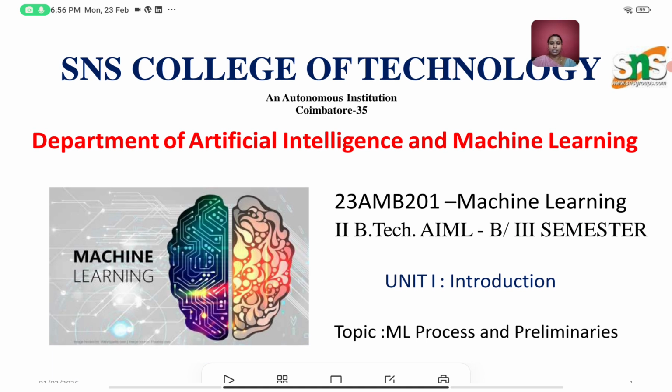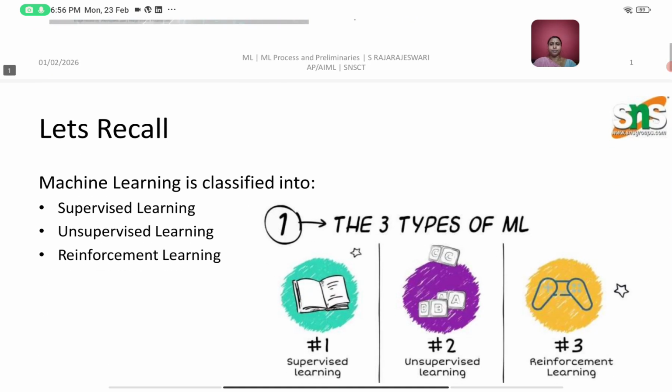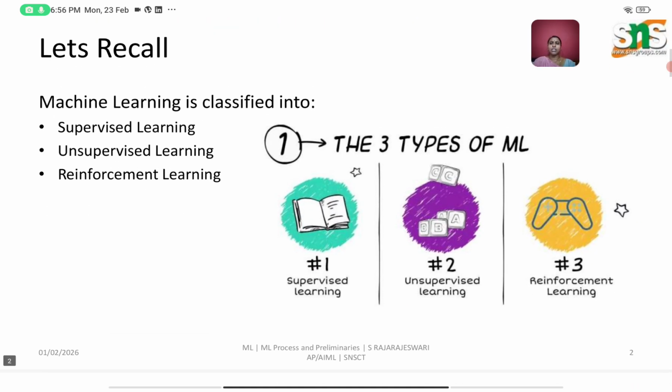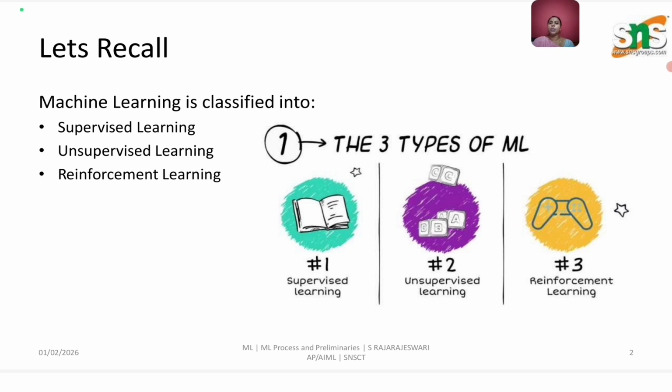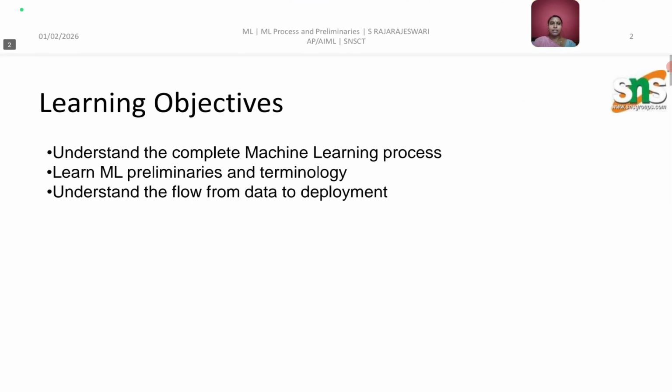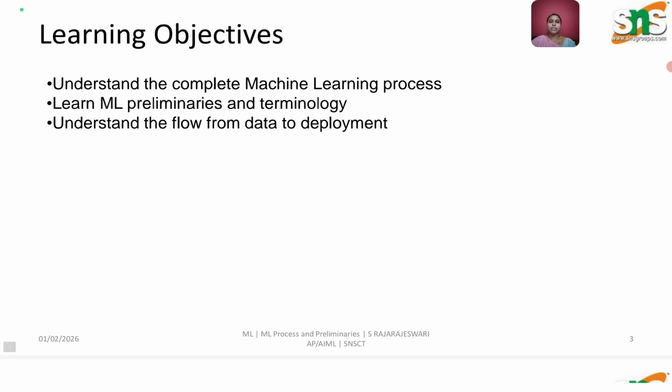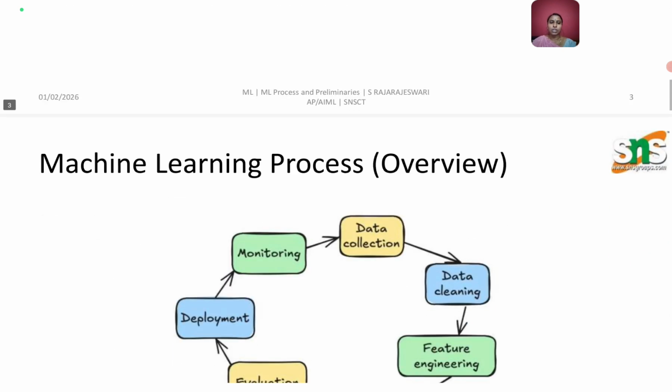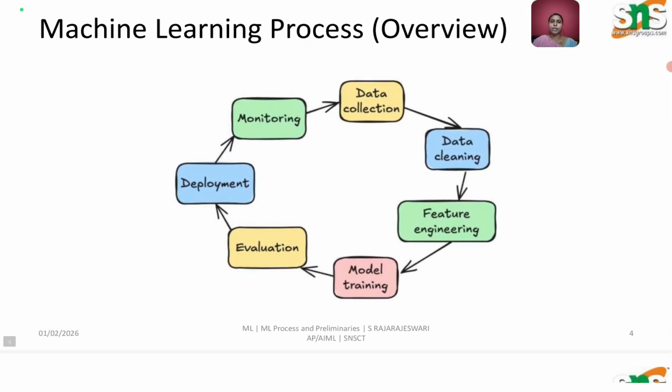In my last lecture video we saw the machine learning process, and the thing we have to recall is supervised, unsupervised and reinforcement learning, which we have seen in the last class itself. In this lecture video we are going to understand the complete machine learning process, its preliminaries and terminologies. The overview of the machine learning process is data collection, data cleaning, feature engineering, model training, evaluation and deployment.